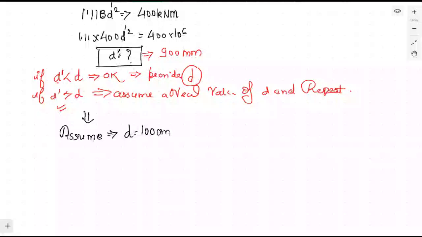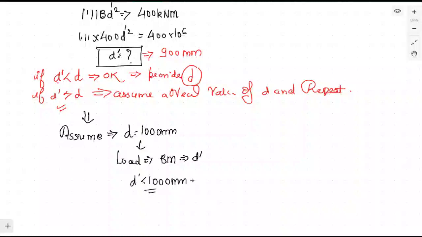Now you will repeat the procedure again. You will calculate the load, you will calculate the bending moment, and again you will calculate d dash by using the above relation. This d dash should be less than this 1000 mm again. जब तक ये इससे लेस नहीं हो जाएगा तब तक प्रोसीड करते जाओगे.